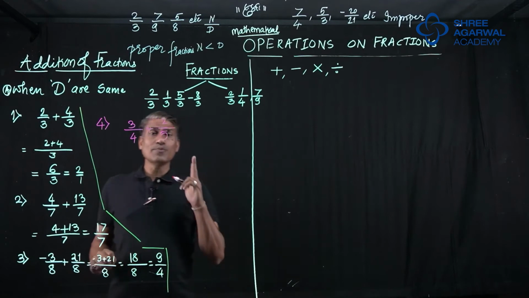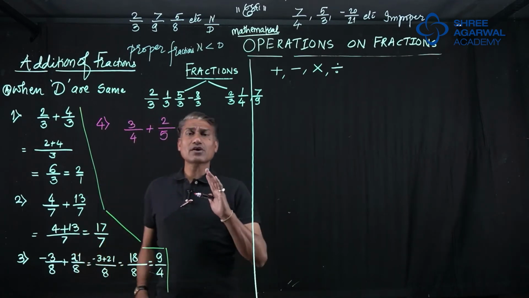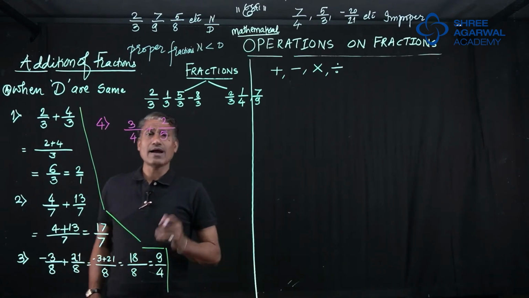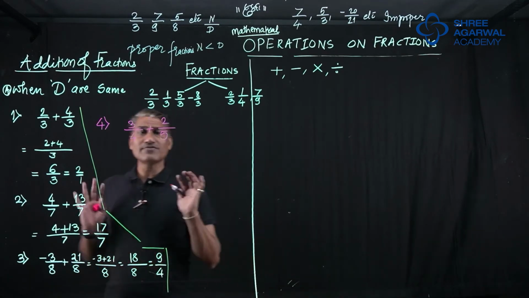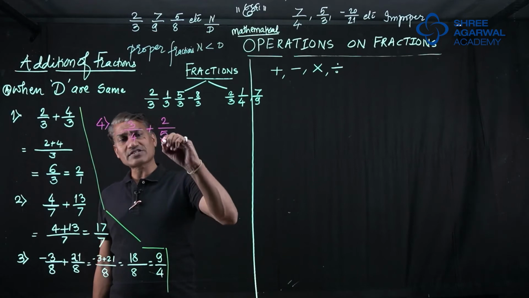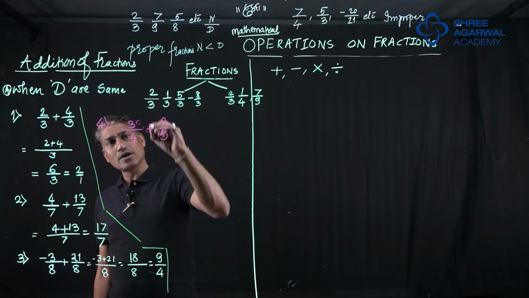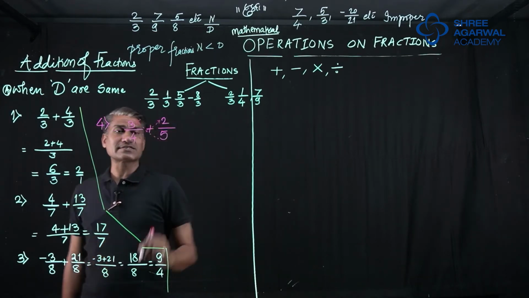Now, there are two methods. One is called the cross multiplication method and one is called the LCM method. In fact, both of them are again same. But we will do the cross multiplication method here. We will study the cross multiplication method here. So we have to cross multiply like this.